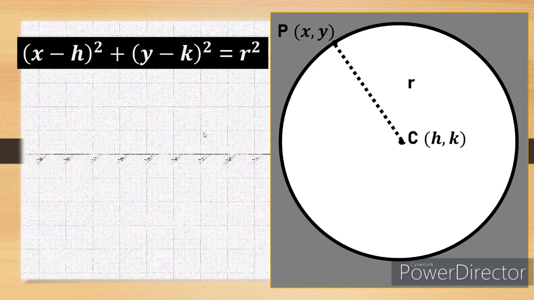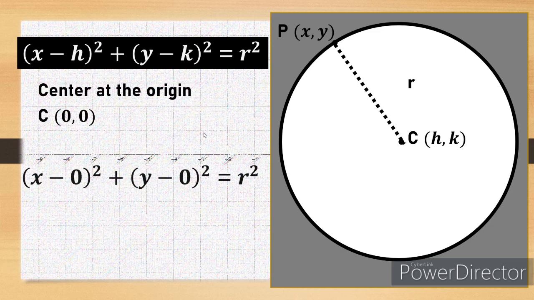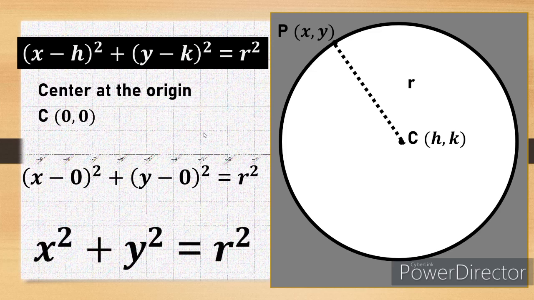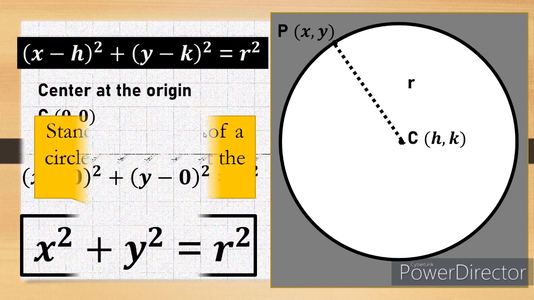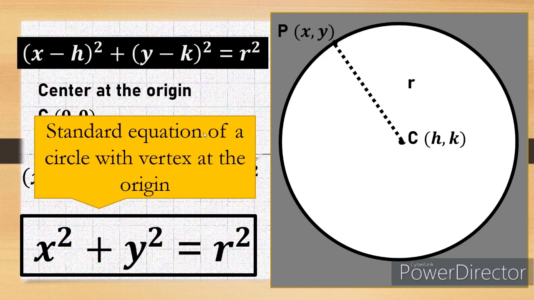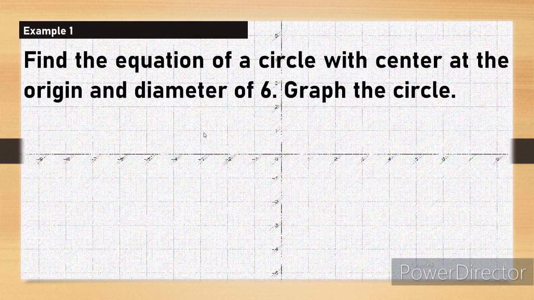So, what if the center of the circle is the origin with coordinates 0, 0. By applying our substitution, we have x minus 0 squared plus y minus 0 squared equals r squared. Simply, we have x squared plus y squared equals r squared. And this is the standard equation of a circle with center at the origin. Okay, let's have some examples.